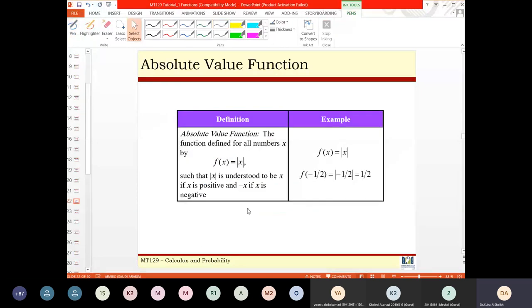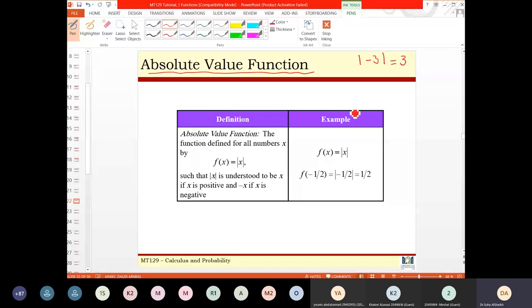Now, the absolute value function. Does anybody know what it means? What does absolute value function mean? The absolute value, right, the absolute value function. What does absolute value do? If I talk about the absolute value of the number minus 3, it's equal to what? 3.